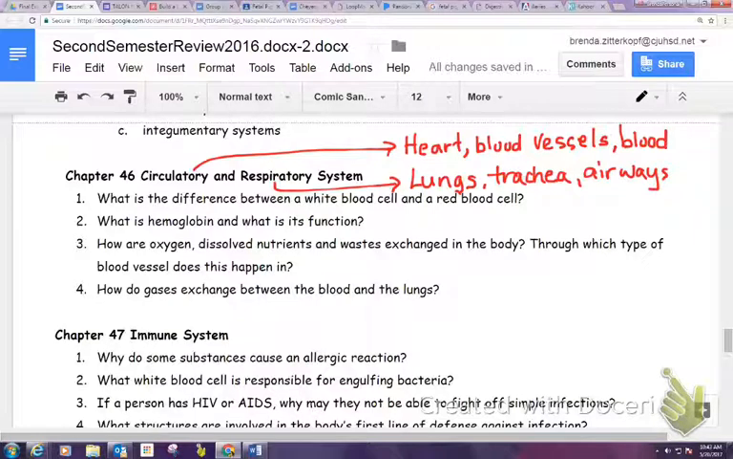So the difference between a white blood cell and a red blood cell, other than the obvious, a white blood cell is white and a red blood cell is red, because really a red blood cell truly is red, but a white blood cell is clear. Okay, it's clear. It doesn't have color. The difference between these is not in their structure, but in the job that they do. The job of the red blood cell is to carry oxygen. Whereas the job of the white blood cell is defense.